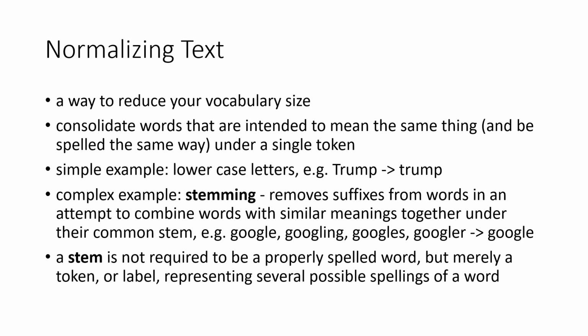This normalization, identifying a common stem among various forms of a word, is called stemming. For example, the words housing and houses share the same stem, house. Stemming removes suffixes from words in an attempt to combine words with similar meaning together under a common stem. A stem isn't required to be a properly spelled word, but merely a token or label representing several possible spellings of a word.